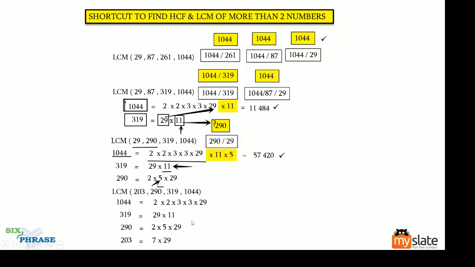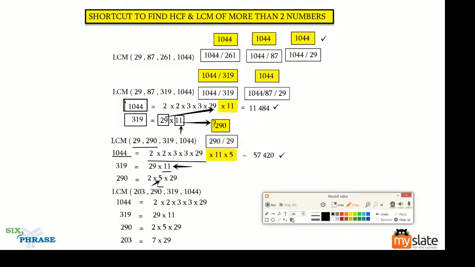Okay. Now tell me, why is it that 319 is not dividing 1044? Because it doesn't have 11. Yes, this we've already seen. Now, why is it that 290 is not dividing 1044? Because it doesn't have a 5. Correct. Now, why is it that 203 is not dividing 1044? Because it doesn't have a 7.